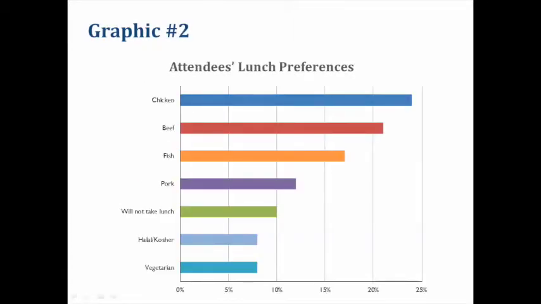Using the same data set, we've created a second graphic. What are your key takeaways from this graphic? What does it show? And how is it better or worse than the previous graphic? You may note now that chicken is the most popular lunch choice, and we can also determine the percentage of attendees that prefer each option.